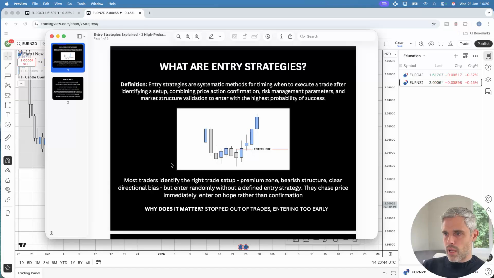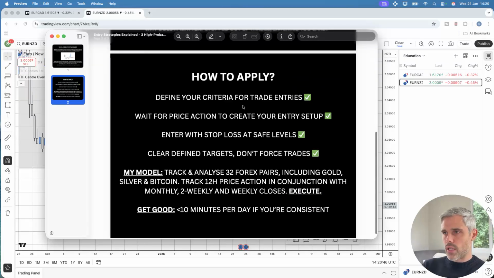So how to apply this? Define your criteria for trade entries. For me, I like to take order blocks, fair value gaps, breaker blocks. Wait for price action to create these setups. Enter with your stop loss at safe levels. So I like to cover either the swing points or liquidations of previous swing points, and have clear, defined higher time frame targets. Do not force trades.